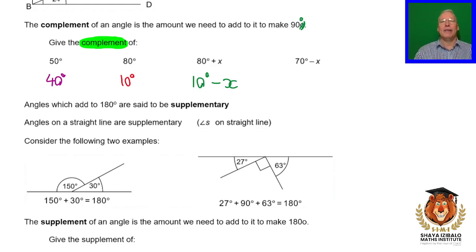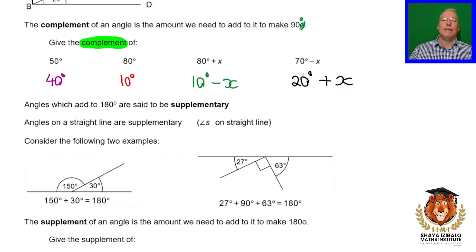Now, knowing that, can you think about what the complement of 70 minus x would be? What would we need to add to 70 minus x to get to 90? Well, we would need 20 degrees. 70 plus 20 is 90, but now we've still got a minus x, so we need a plus x. 20 plus x is the complement of 70 minus x.